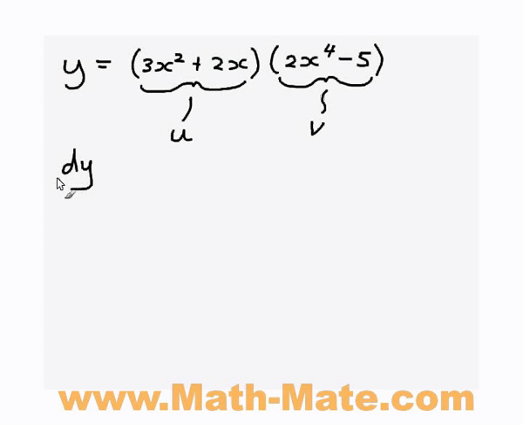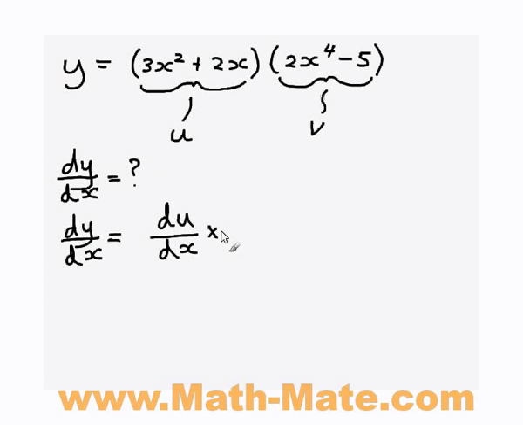Now when we're differentiating y, what we're trying to find out is dy/dx. So we don't know this yet. We can use the product rule to help us. The product rule says that dy/dx equals du/dx times v plus u times dv/dx. So we already know what v and u are. What we've got to find out is what du/dx is and what dv/dx is.